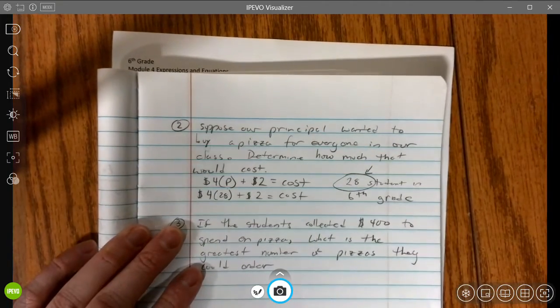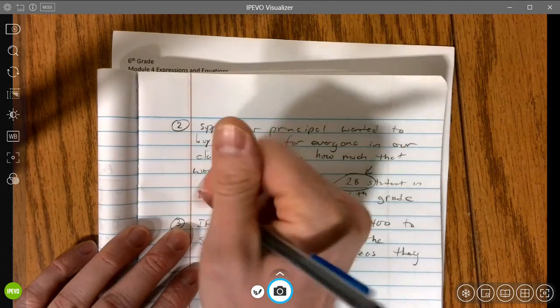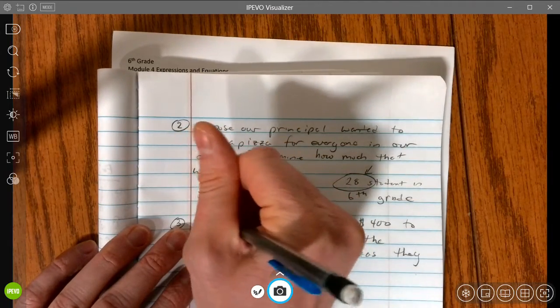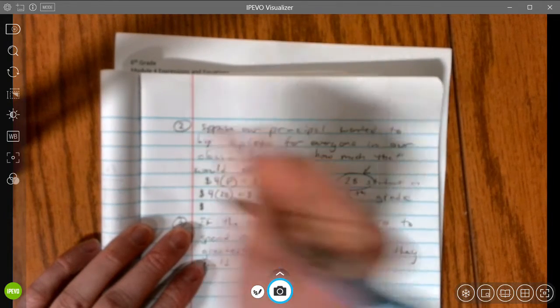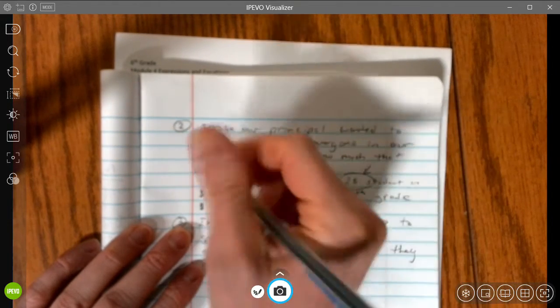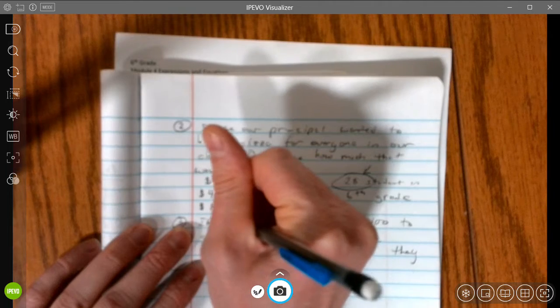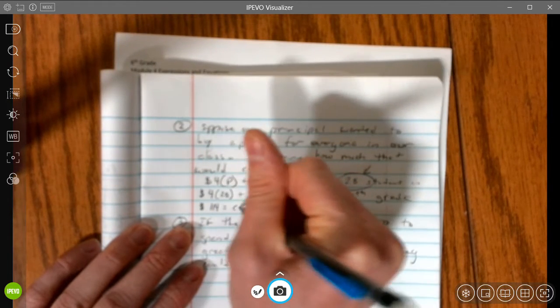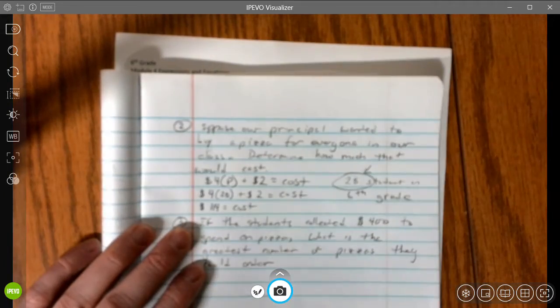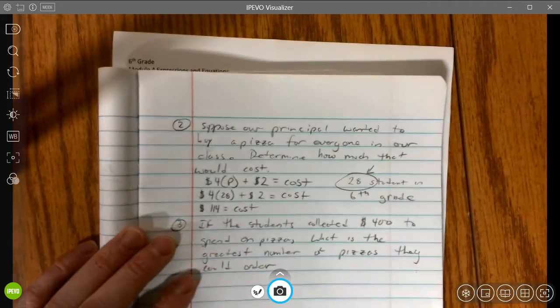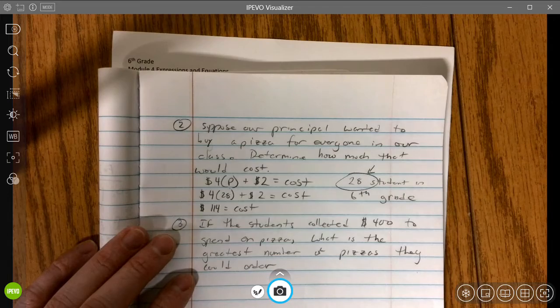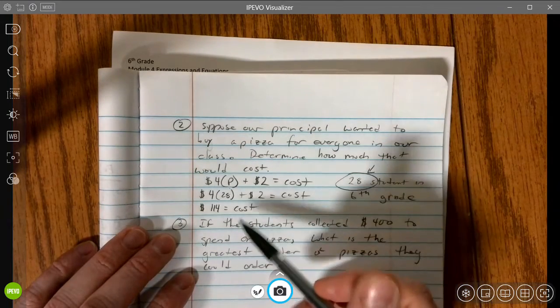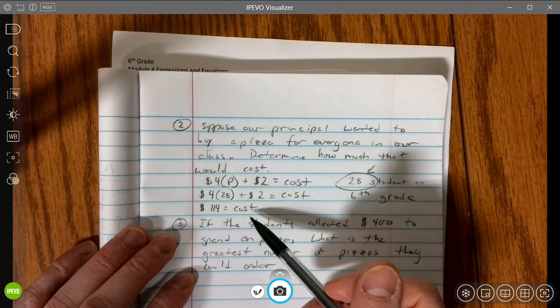And let's see, what's 4 times 28? Well, that's 80 plus 32, right? So that's going to be 112. 112 plus 2 is $114. Awesome. Thanks, Miss Kastner. We appreciate it. So the cost is going to be $114. Okay?